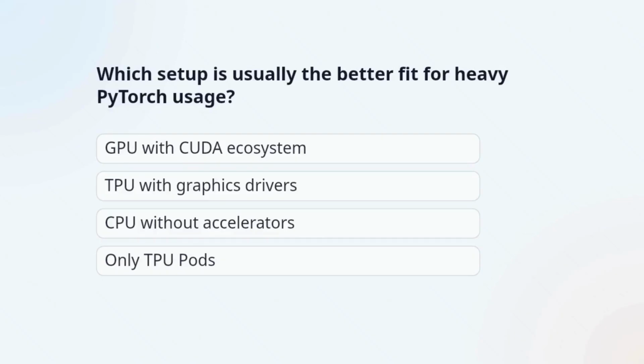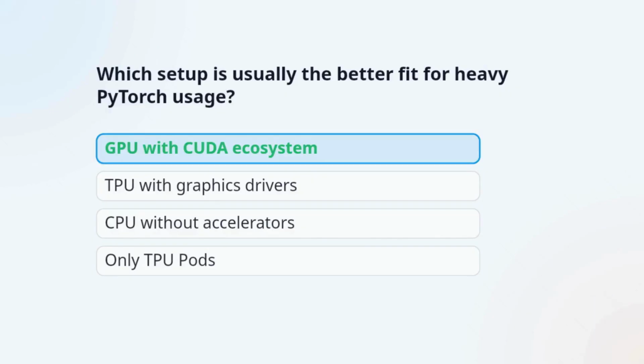Question 3. Which setup is usually the better fit for heavy PyTorch usage? The correct answer is GPU with CUDA ecosystem. GPUs have broad PyTorch support and a mature CUDA ecosystem, making them a common choice for research and development.